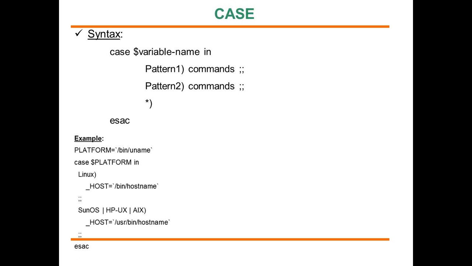Basically it's a combination of multiple if statements. If the platform is Linux, do this. Else if the platform is SunOS, do this, and by default do this. Nothing else. It is a bunch of if statements given another name, case.